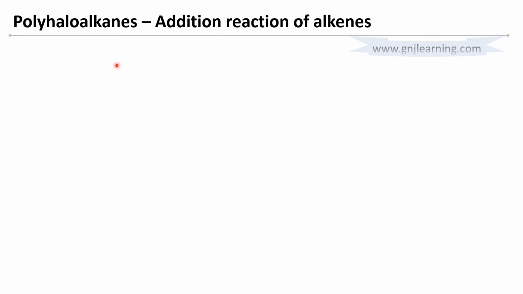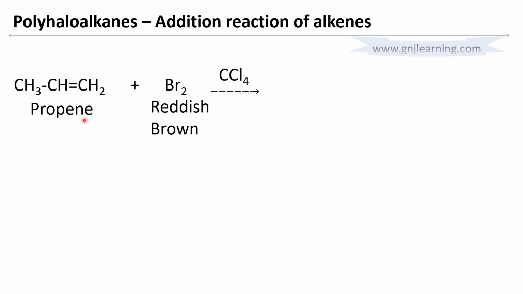So next is polyhaloalkanes, addition reaction of alkenes. Let us start. We have propene here, and into that propene I am going to add bromine that is dissolved in CCl4, carbon tetrachloride. It doesn't matter in this reaction whether it is symmetrical or unsymmetrical. We will see why.